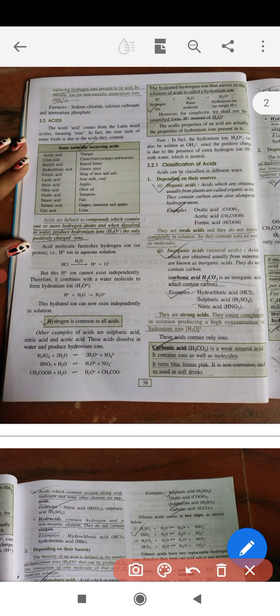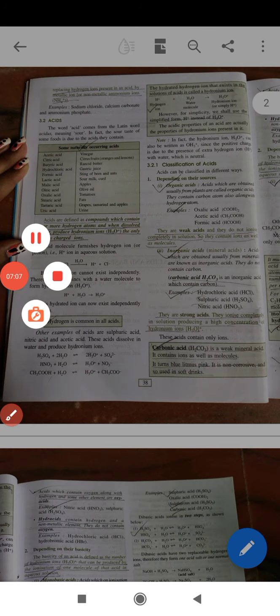So carbonic acid is a weak mineral acid, that's why it converts blue into pink, not red. So in between blue, red and pink, this type of color will come. And it is non-corrosive, used in soft drinks. So the acid used in soft drinks is carbonic acid, you remember this thing.